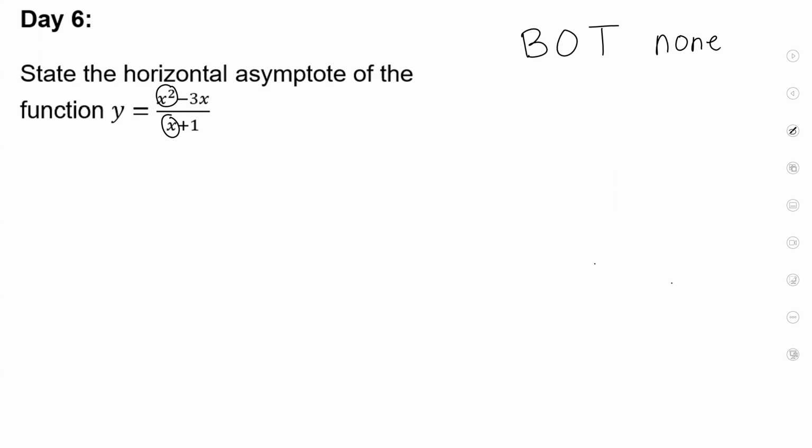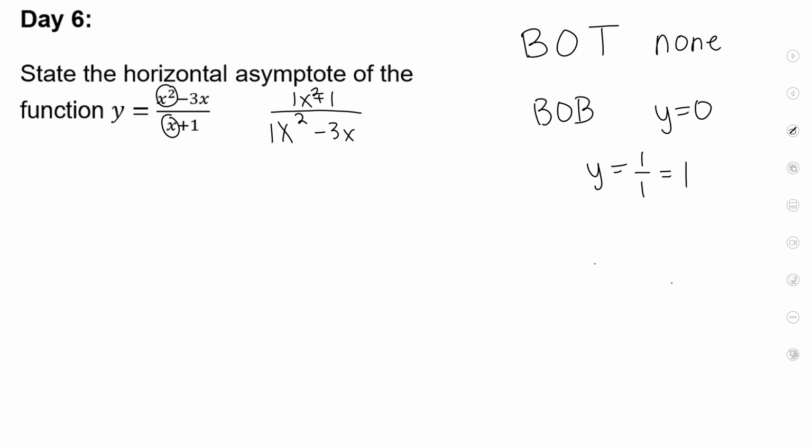Now, if these were flipped and x squared minus 3x was on the denominator, this is big on bottom. If it's bottom heavy, it's y equals 0. What if they're the same? It's just whatever numbers are in front. So that would be y equals 1 over 1, which is just 1. That's if they're the same. So those are the three different types of horizontal asymptotes: none, 0, or whatever the coefficients are. Okay, go ahead and flip to the notes.